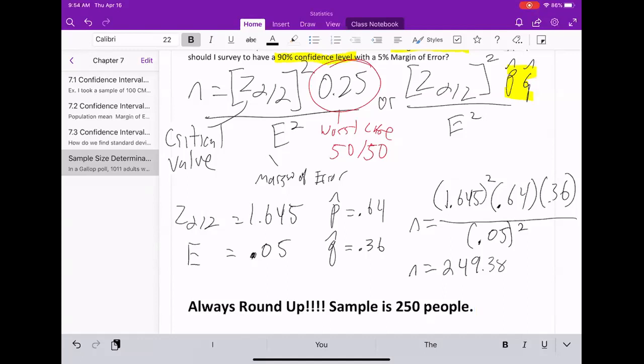So our minimal sample size needs to be 250 people if we want to be within a 5% margin of error. And this is where you see this on the news where they do surveys and they always say our results are within ±3 or ±5. That's what they're talking about. They're talking about being within that margin of error that has been calculated. Any questions on how to find the sample size based off a proportion problem?